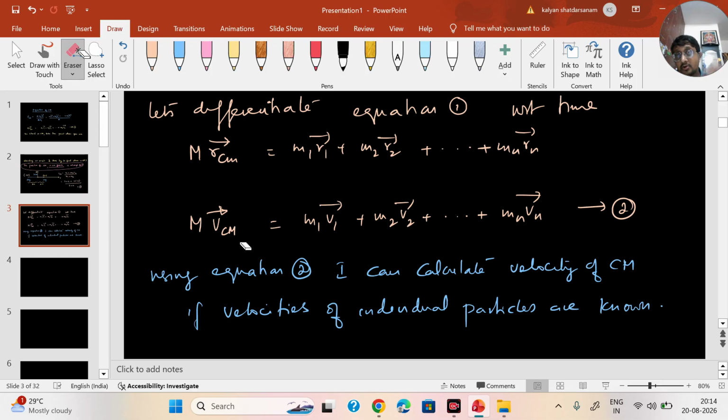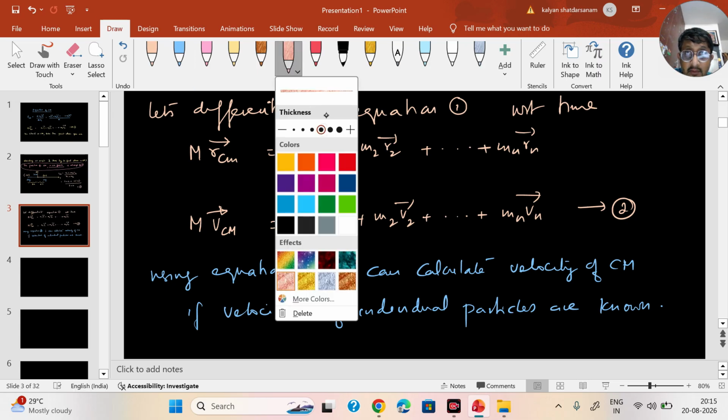There's something more about this equation, and that is the most important. You see, m1 v1, this term, mass into velocity, is called momentum. So this term m1 v1 is momentum of first particle. Similarly, m2 v2 is momentum of second particle, and so on. And mn vn is momentum of nth particle. And then there is a plus symbol here, which means you are adding all these momenta. So ultimately, what you have here is momentum of the whole system.